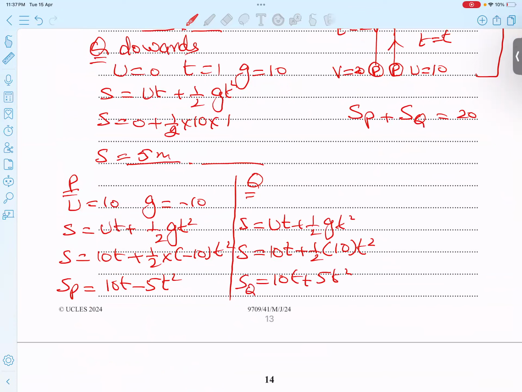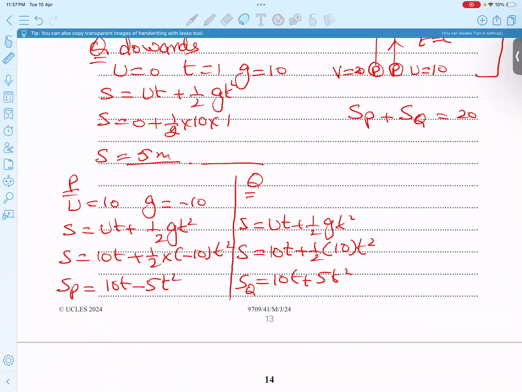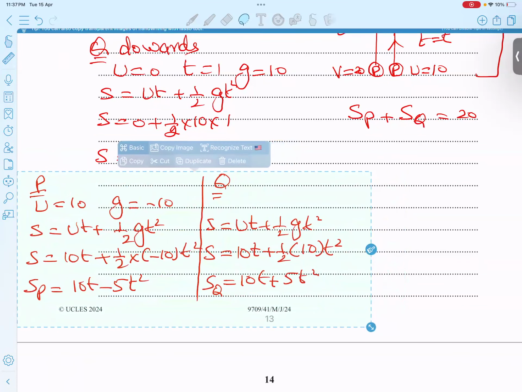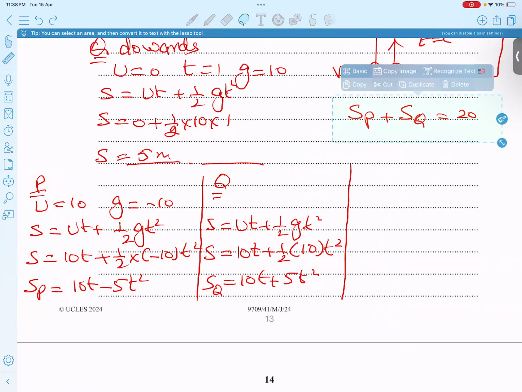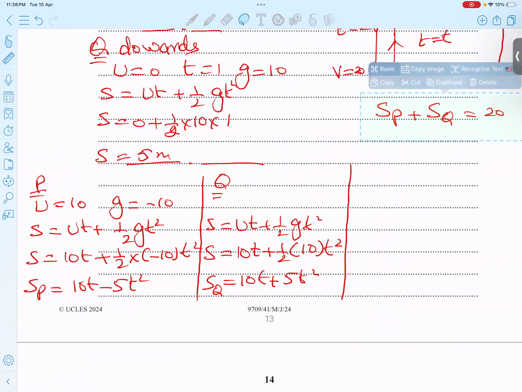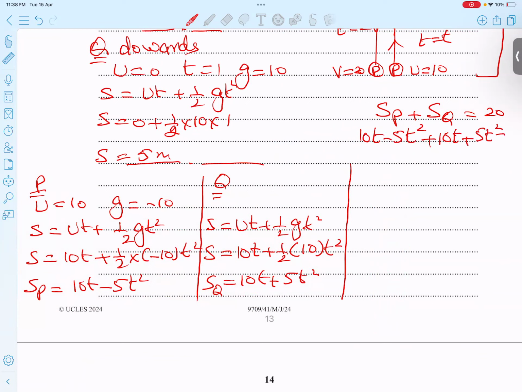Now I'm going to plug both values into the equation, and let's see what happens finally. So SP goes here, SQ comes here. SP is 10t minus 5t squared, and this 10t plus 5t squared equals 20. This cancels out. I got 20t is equal to 20, and t becomes 1 second. I think that's clear.